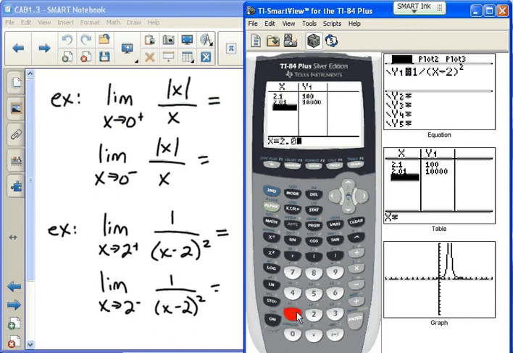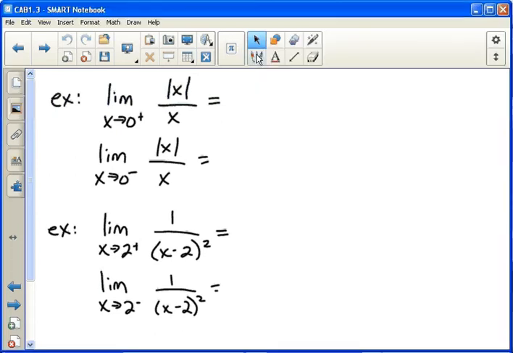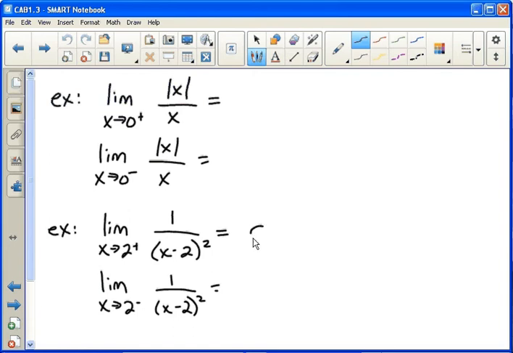2.001, and so on. Well, it looks to me like this is just getting bigger and bigger. We've got 100, 10,000, 1 million, 100 million. So the numbers are just getting larger and larger. When that happens with a one-sided limit, we say that the limit is positive infinity. So we just put an infinity as our answer.